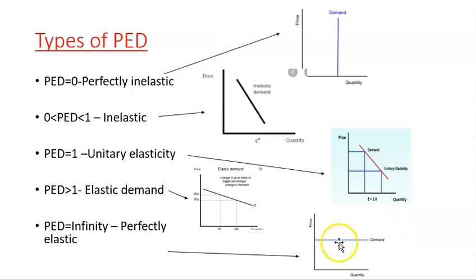Again, these are very rare. Don't spend too much time learning about perfectly inelastic and perfectly elastic, because as I said, these are not real products, guys. They can exist hypothetically, but they generally don't, because in general, demand doesn't work that way, guys.